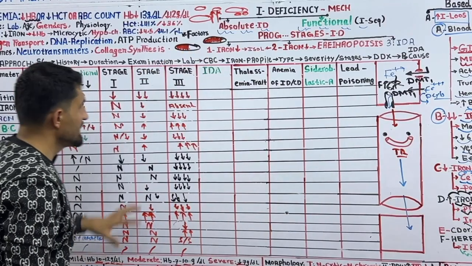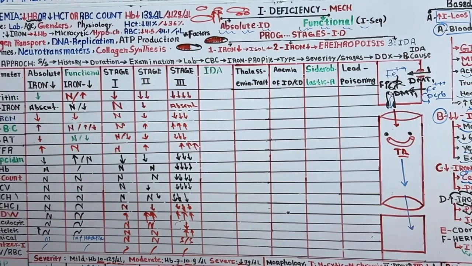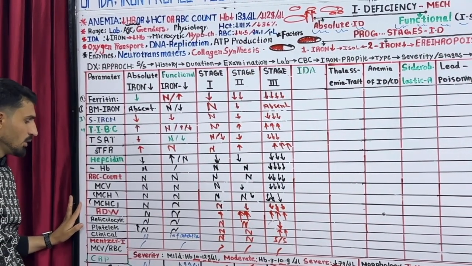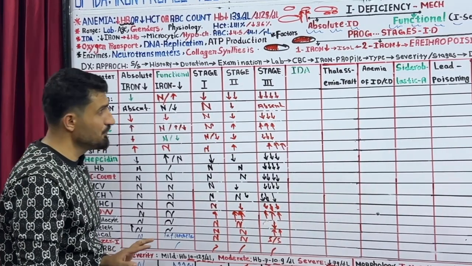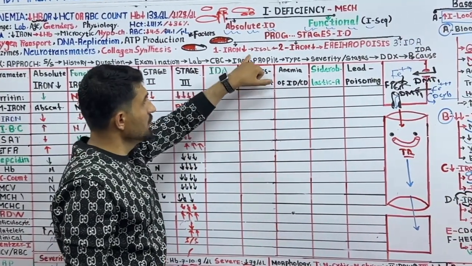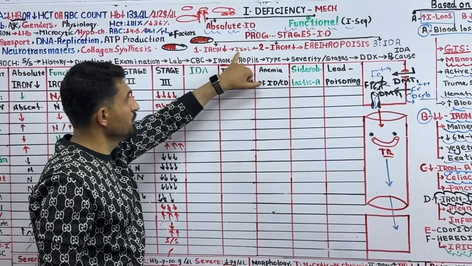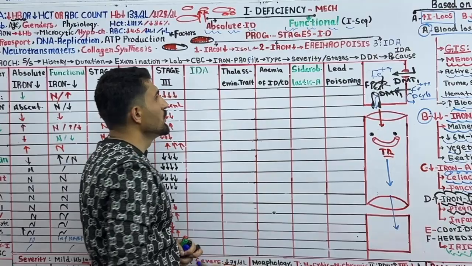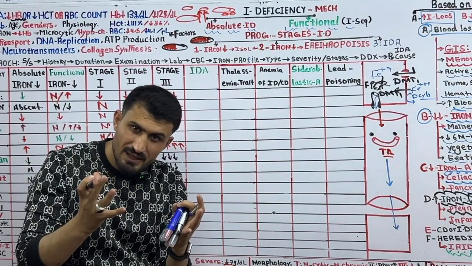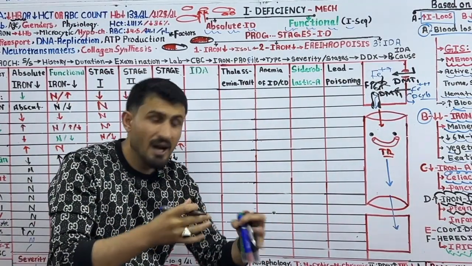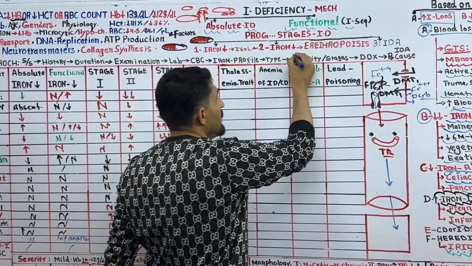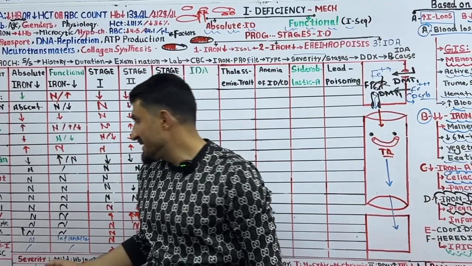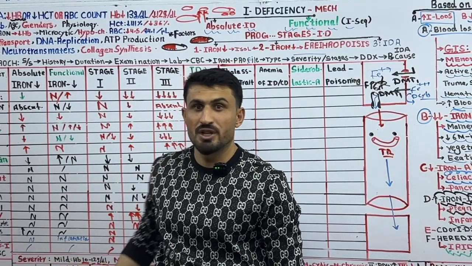In the CBC you will find less hemoglobin, less RBC, less MCV, less MCH, less MCHC, more RDW, and so on, that we talked about all of them. And then you will order an iron profile test, and in the iron profile test, you will find the type of iron deficiency anemia. And then you will find the severity of iron deficiency anemia, that is, which stage this patient is in: mild, moderate, or severe.